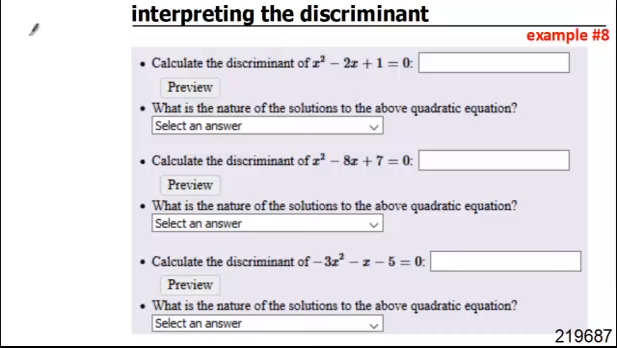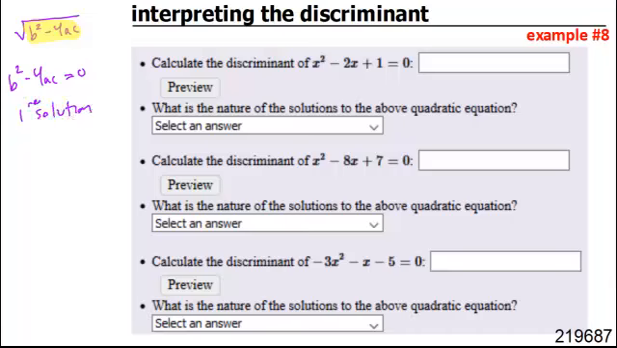Again, the discriminant is the portion of the quadratic formula that's under the radical. So it's b squared minus 4ac. And it's just that part. It's not the whole square root part. It's just this part right here. And the idea is if that part, once again, is equal to 0, then you have one solution.